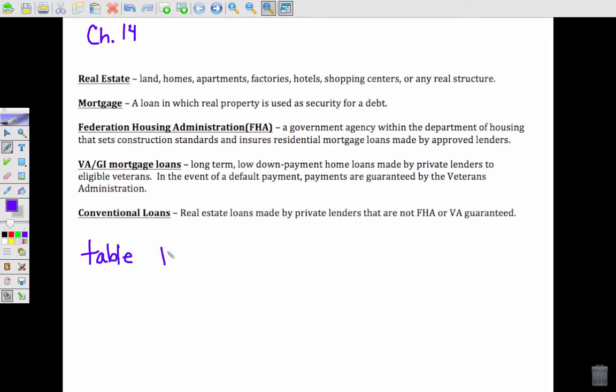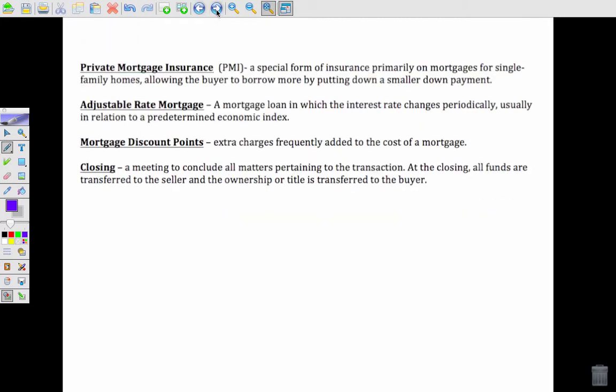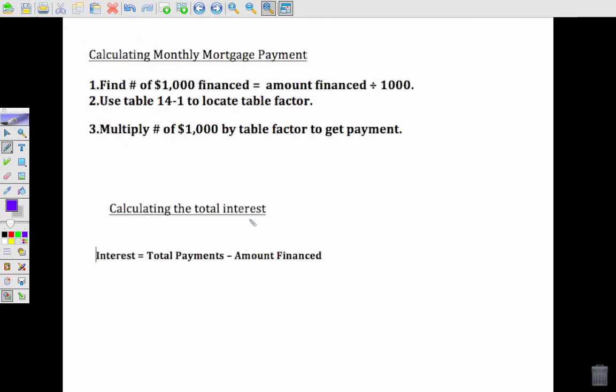So if you want to find that in your textbook. This table is going to allow us to find our monthly payment on a mortgage. We're going to first look at example 1. Okay. In order for us to figure out the monthly mortgage, these are your steps. So make sure you write these 3 steps down.